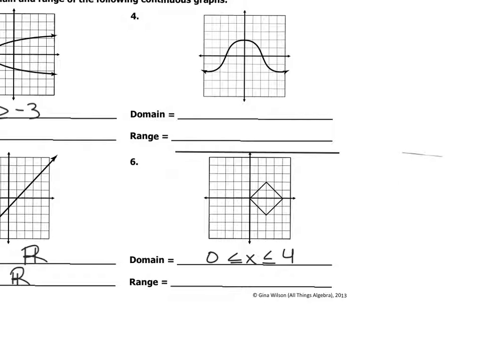For range, start from bottom to top. I don't touch anything until I get to -2, and I keep touching until I get to +2. So it would be -2 is less than or equal to y, which is less than or equal to +2, and that would be your range.